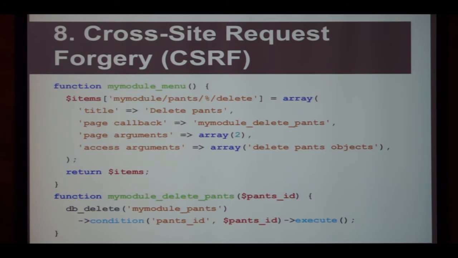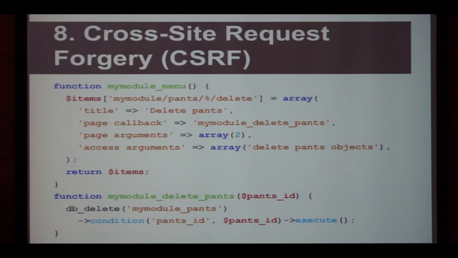Number 8 is cross-site request forgery. This is pretty interesting. So I have a hook menu definition here, and I have the pants module. I have pants on my website, whatever pants are, they are some data thing. And I have this callback that deletes pants. And I define the page callback, I define the page arguments, and I define a permission. Everything fine so far, right?